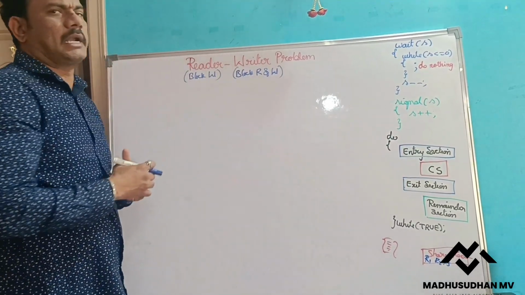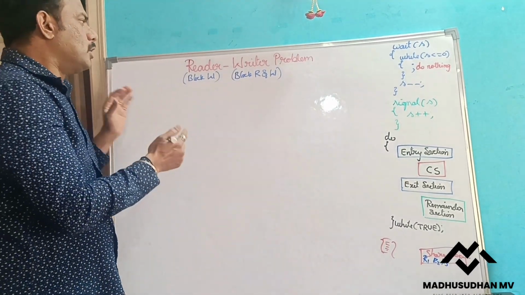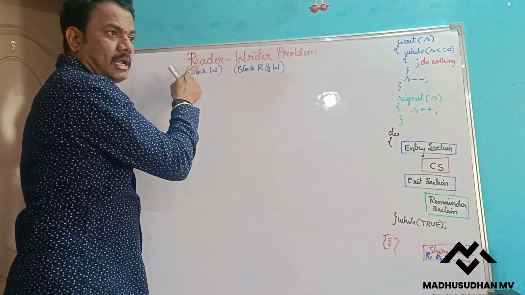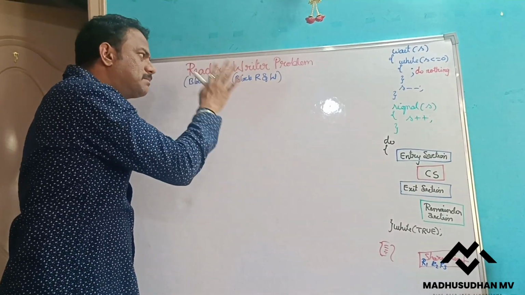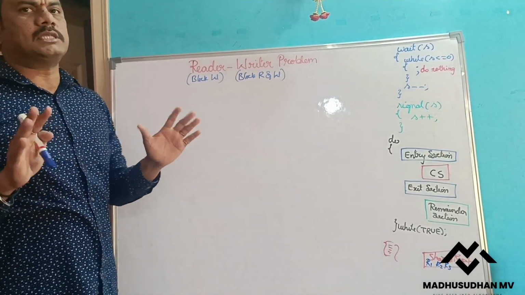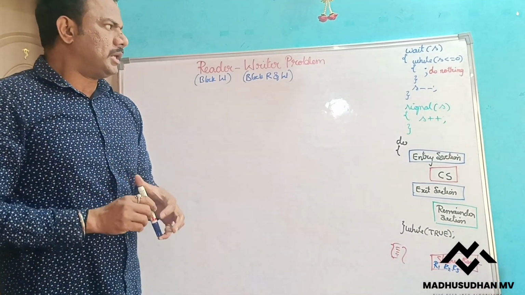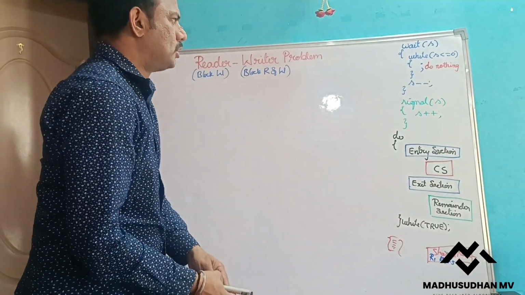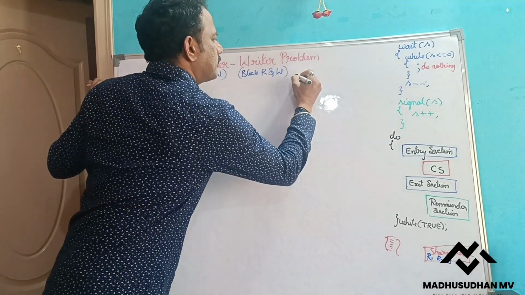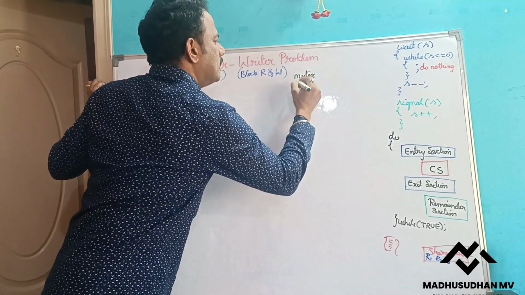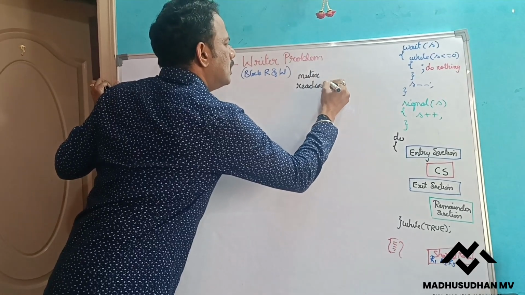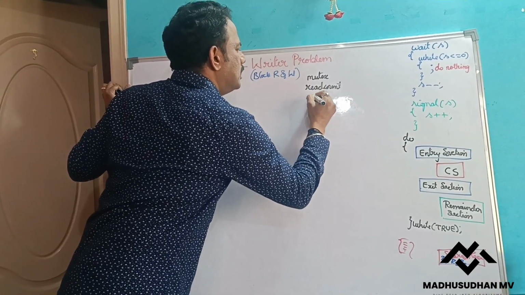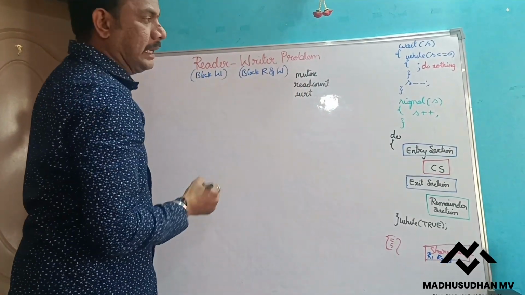To solve this reader-writer problem, when a reader is there, we can allow other readers but block writers. But when a writer is in the critical section, block both. This problem can be solved by using semaphore concepts. Here we are using 3 semaphores. One is mutex, another one is read count, and another one is WRT.